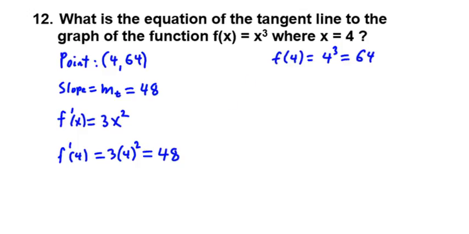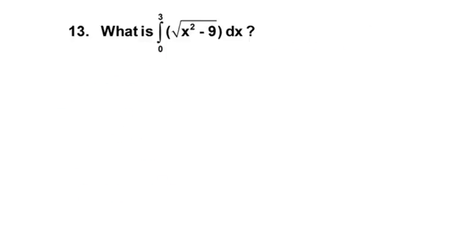So therefore, writing our equation, we have y minus y1, which is 64, equals m sub t, which is 48, times x minus x1, which is 4. So that's going to be it. That's our answer here in purple below. Next problem.